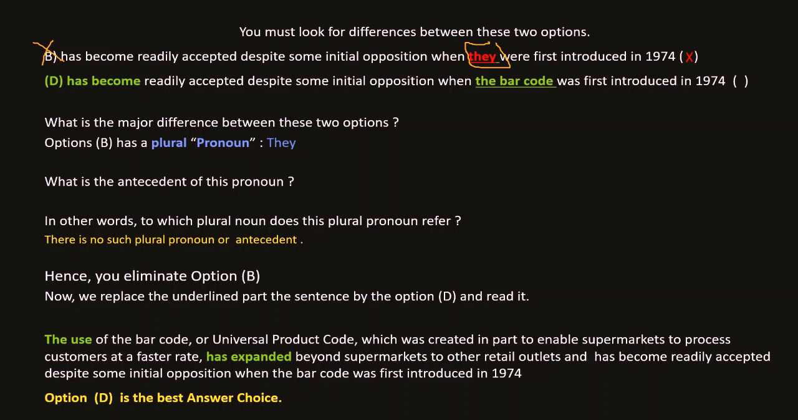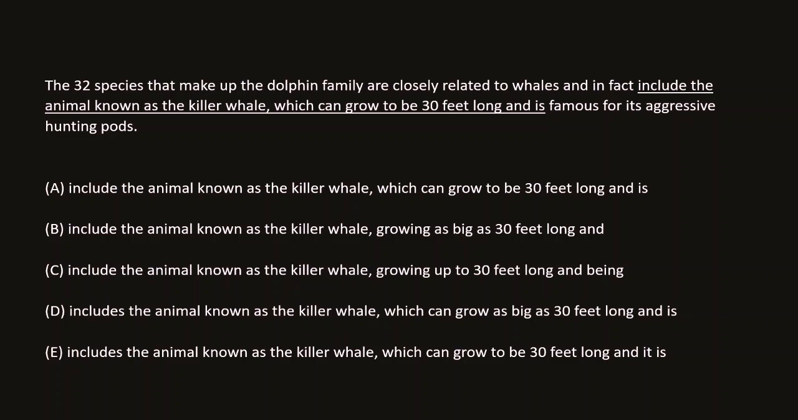Now please pause the video and try this official guide question the way I have done the previous question. Please apply the approach that I have suggested to you. Let me explain this question to you.